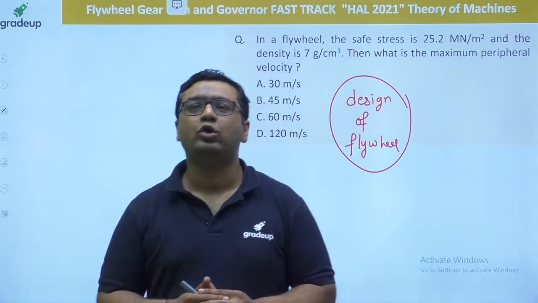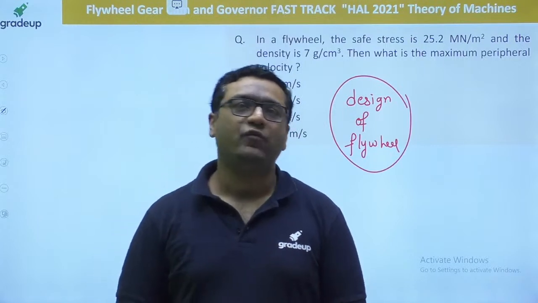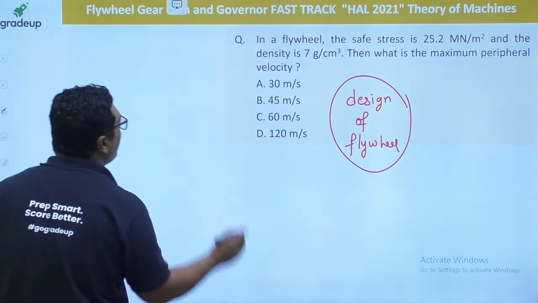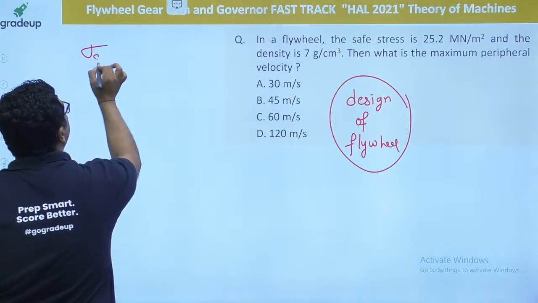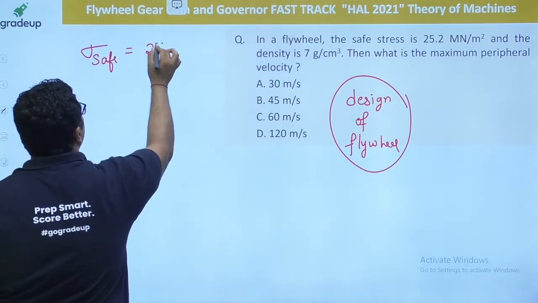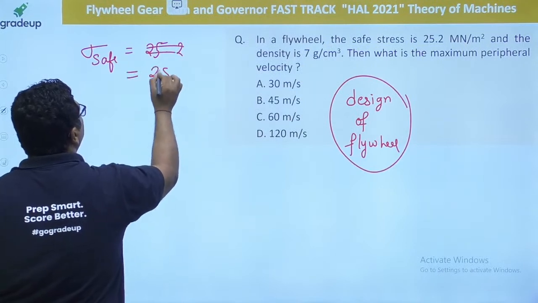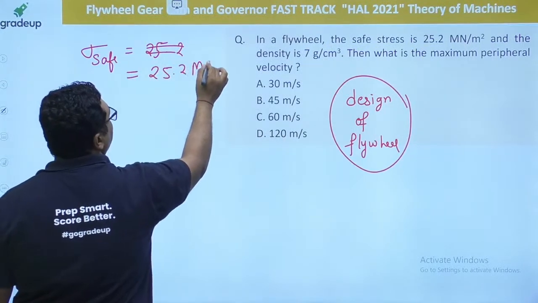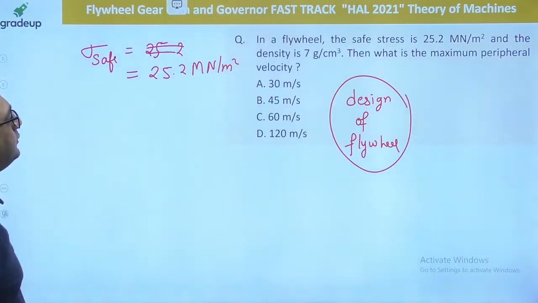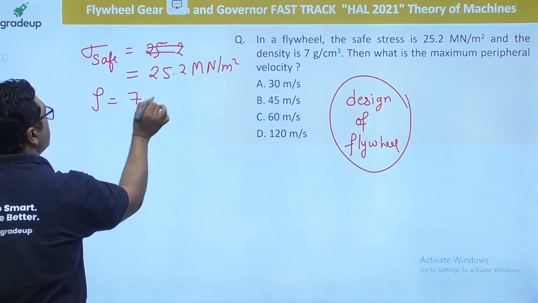Dear, why not in others? I didn't get your point. Design of flywheel. So my dear, the safe stress is given as 25.2 meganewton per meter square, and the density is given as 7 gram per centimeter cube.